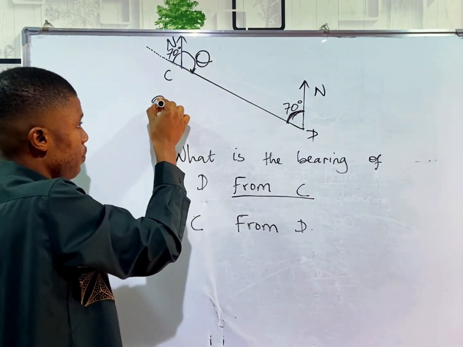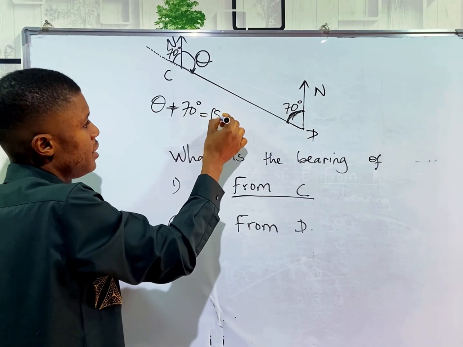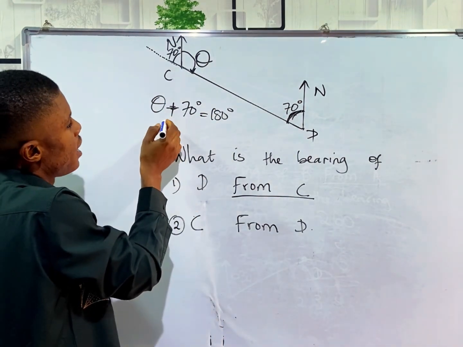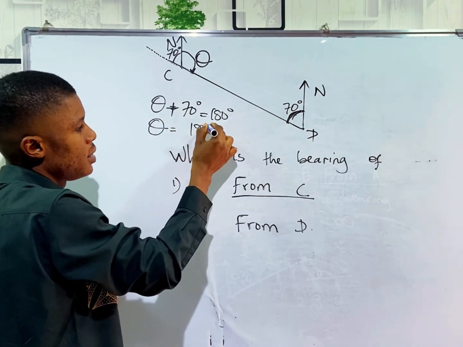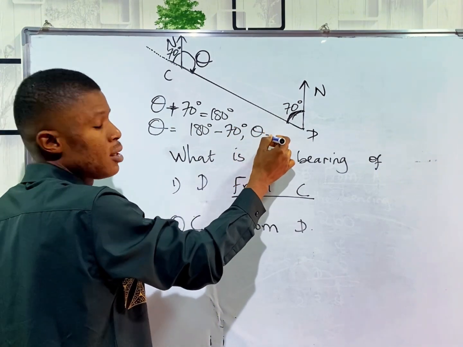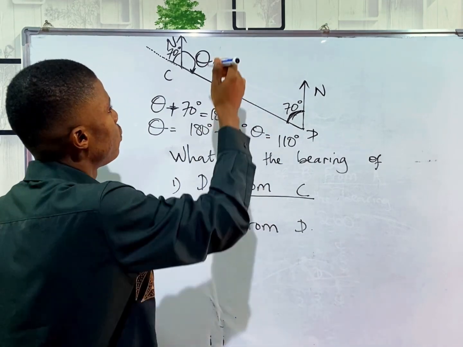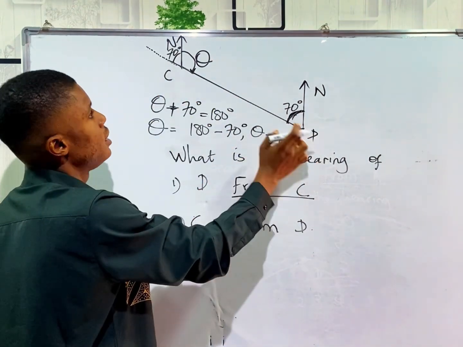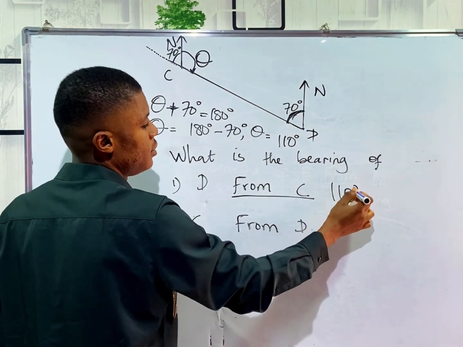So theta plus 70 degrees should be 180 degrees because this is angles on a line. So theta is equal to 180 degrees minus 70 degrees, and theta is equal to 110 degrees. So the bearing of D from C is 110 degrees.